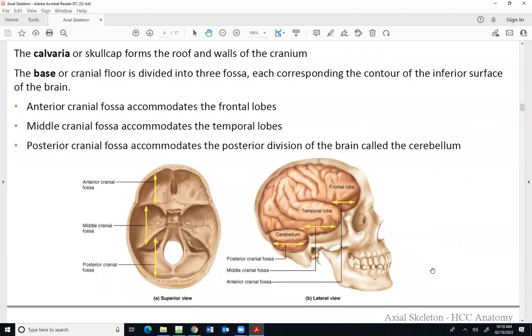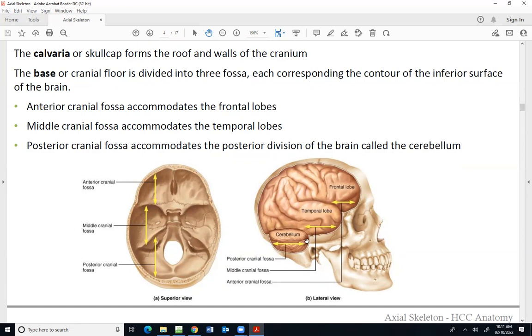Now, before we start going through bone by bone, I want to talk a little bit more about the cranial cavity. We have what we call the calvaria or skull cap. So that would be the roof that I mentioned. It forms the roof and the walls of the cranium. And then the floor of your cranial cavity is what we call the base, or just cranial floor, divided into 3 fossae. Now, this word fossa is one of those terms that was in the table in that previous lecture. It just means an indentation in a bone.